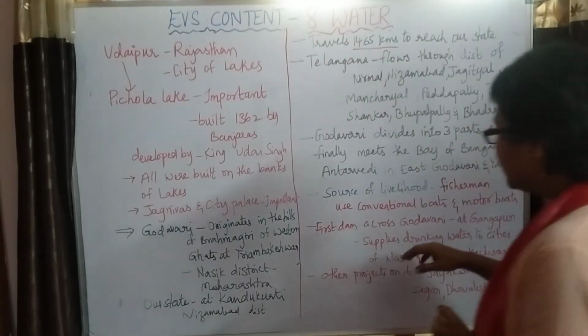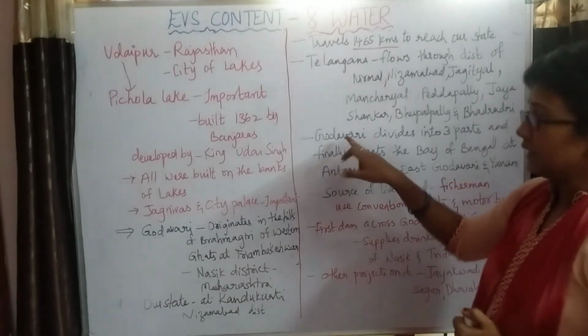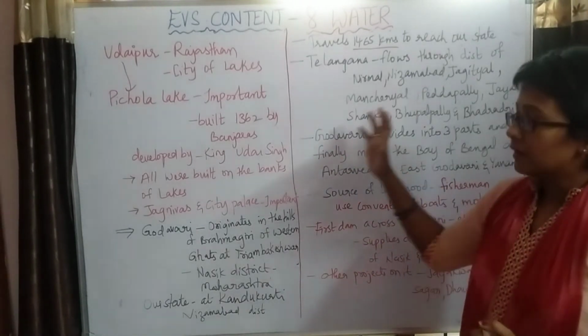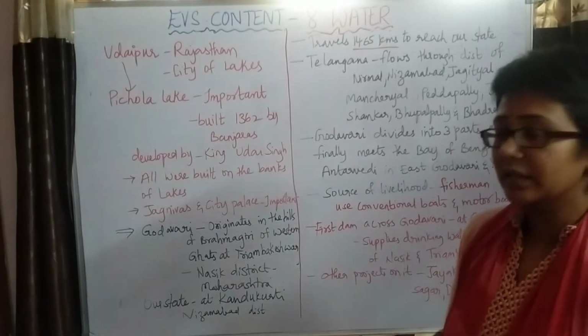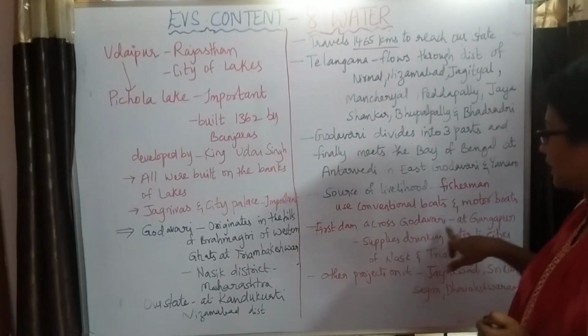Next, the source of livelihood for the people living near the Godavari is fishing. They get fish from this Godavari river, sell them, and earn their livelihood. The first dam constructed across the river Godavari is located at Gangapur.